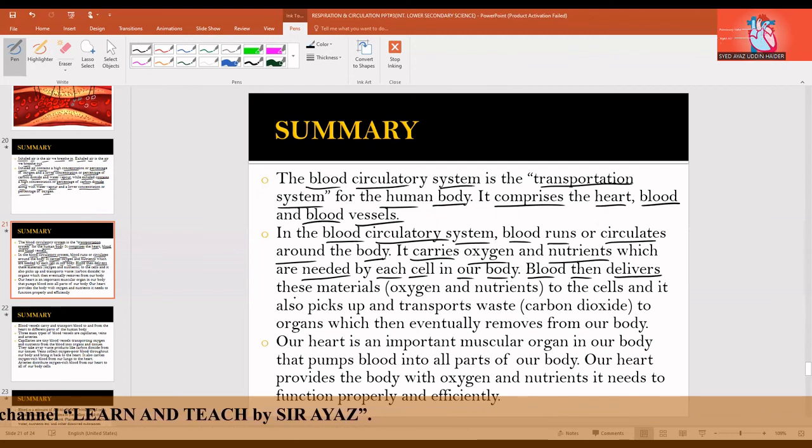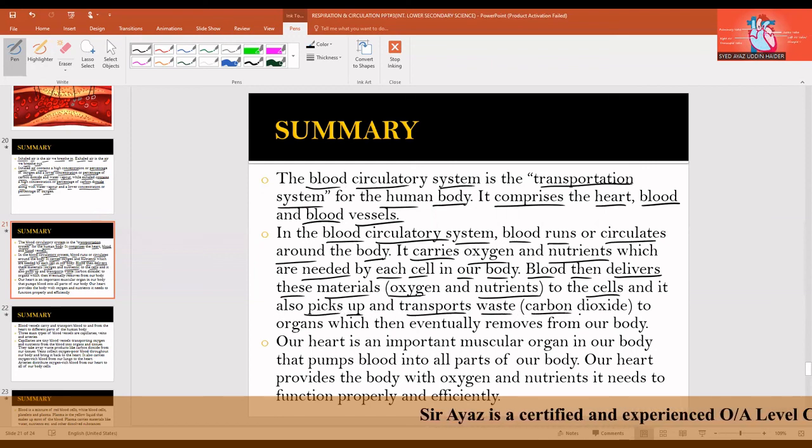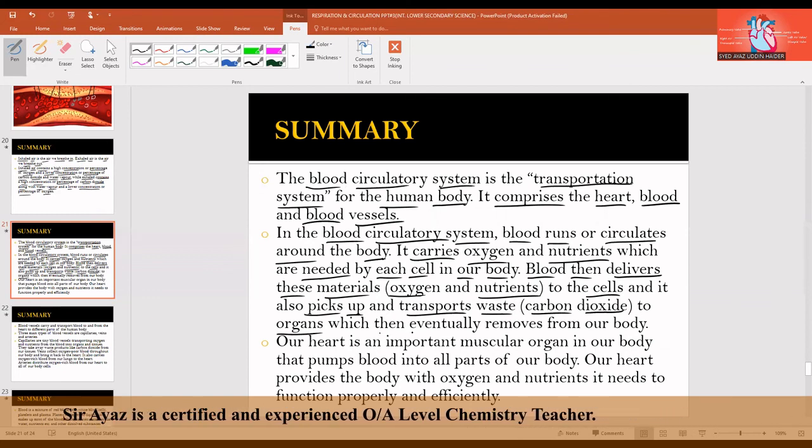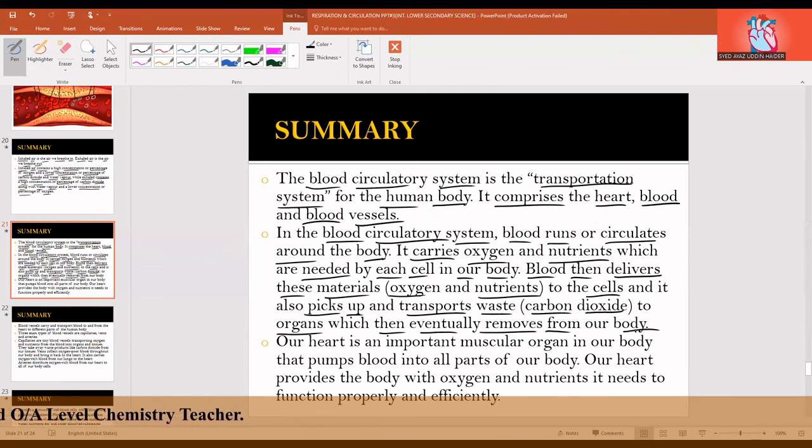Blood then delivers these materials, oxygen and nutrients, to the cells, and it also picks up and transports waste, carbon dioxide, to organs, which then eventually remove it from our body.